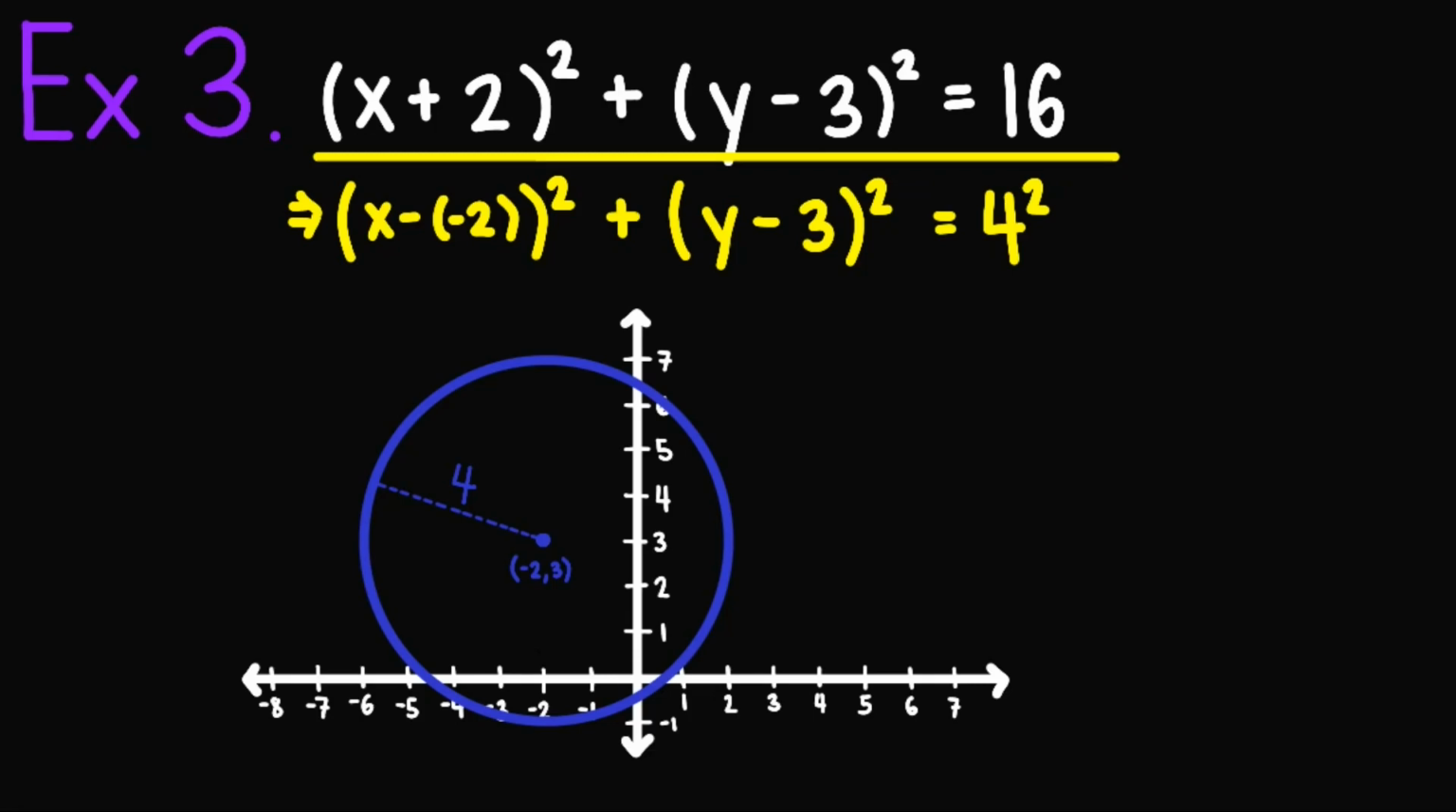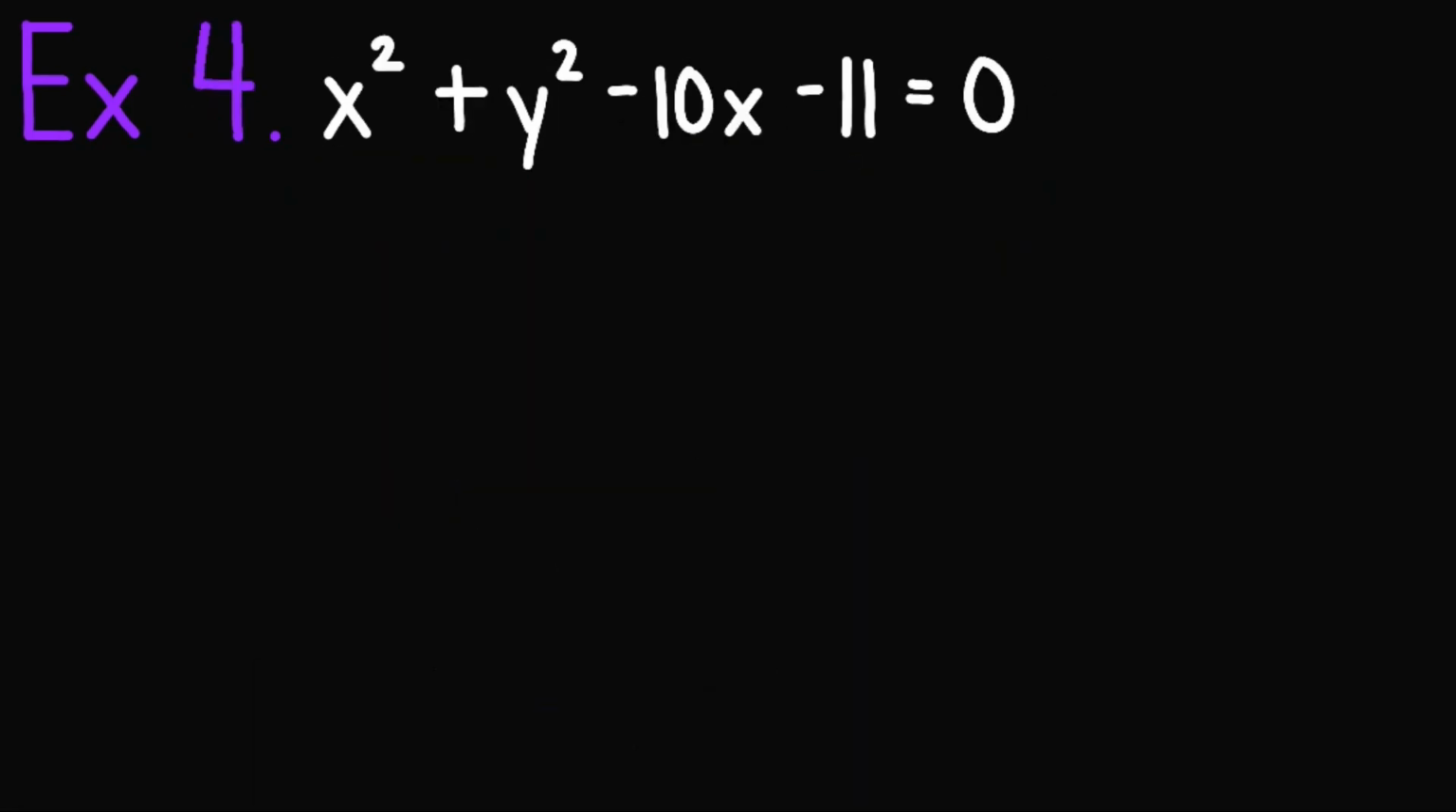Let's now move on to the last example. In here, we have x squared plus y squared minus 10x minus 11 equals 0. So we now have a standard form of a circle. Before we start, feel free to pause the video so that you may try this one on your own. Okay, good. So let's give it a shot.